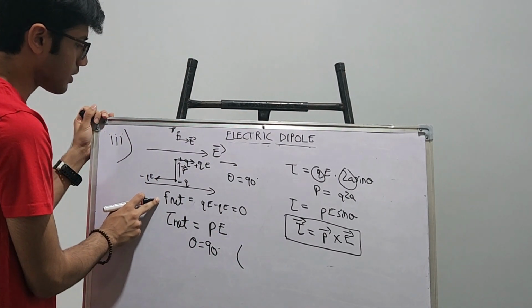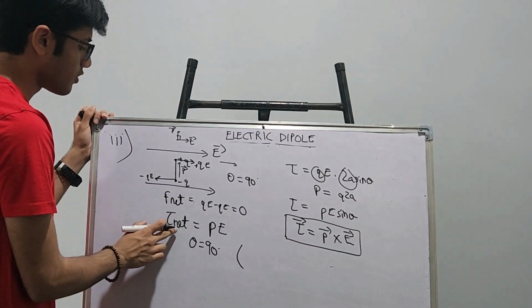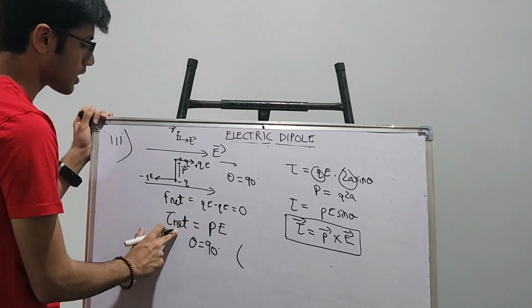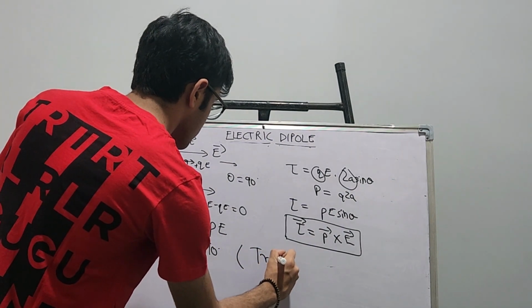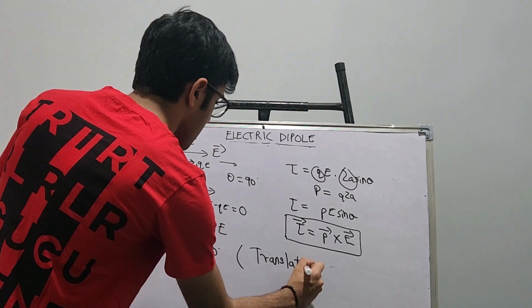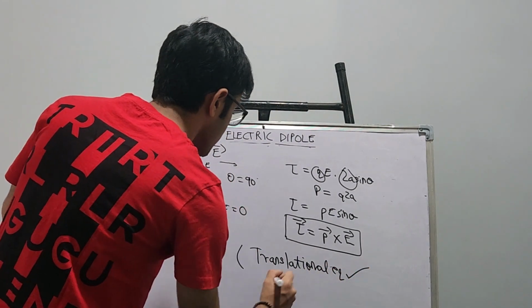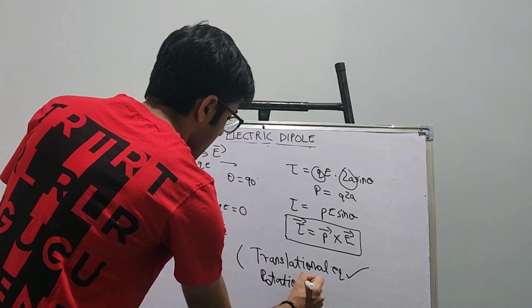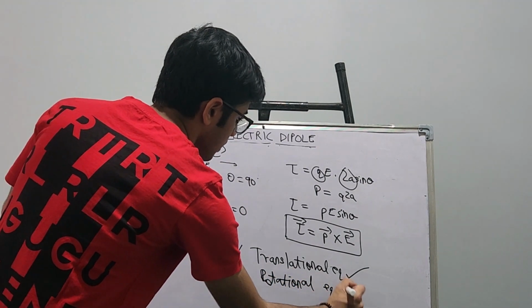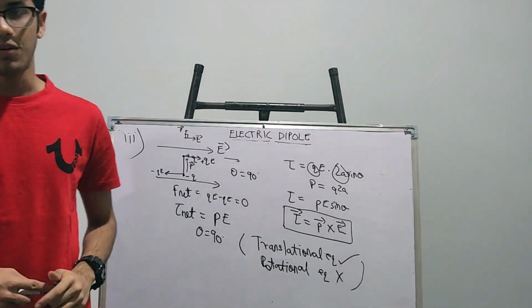This is for theta is equal to 90 degrees, and in this case only translational equilibrium is achieved. Translational equilibrium means basically linear equilibrium, you can say, and rotational equilibrium is not achieved because tau net is not equal to 0. So translational equilibrium is achieved, but rotational equilibrium is not achieved. That is all for electric dipoles.